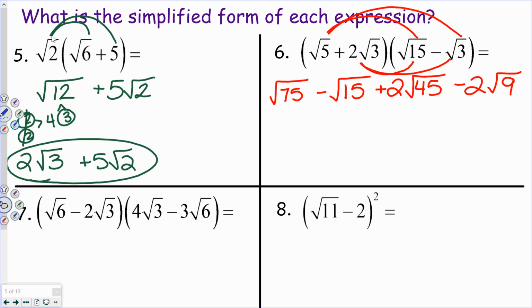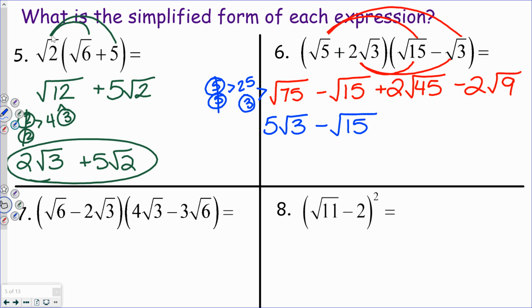All right, so if I simplify radical 75, it's 25 and 3. So 5 radical 3. Simplifying radical 15, if I do a factor tree, it's just 5 and 3, so no pairs. So that's going to stay minus radical 15.